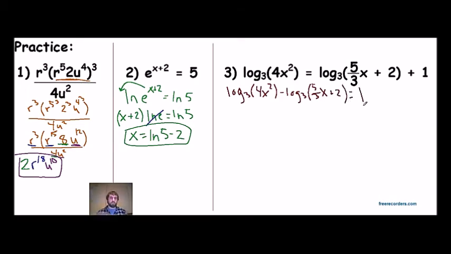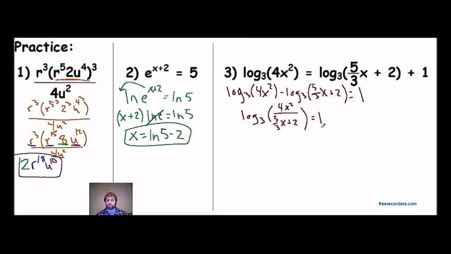Okay, so now I've got them on one side. Well, our property told us that with subtraction we can actually turn it into a division problem. So let's make this into one log. So now it's going to be log base 3, because they were the same base, of 4x squared all over 5/3 x plus 2 equals 1. Okay, so that's nice. Now I have it as one single log.